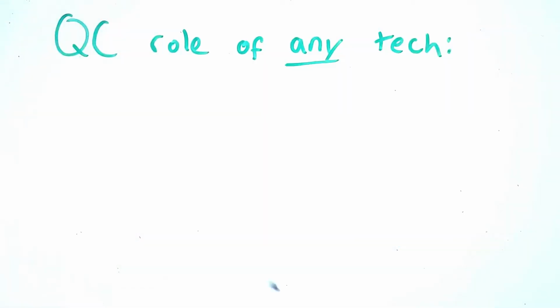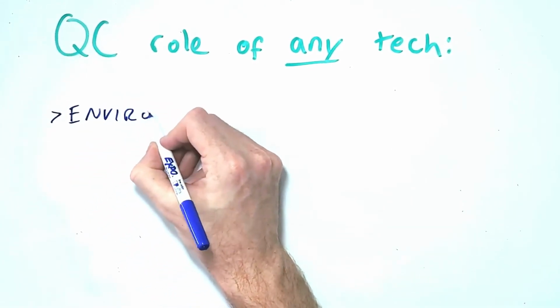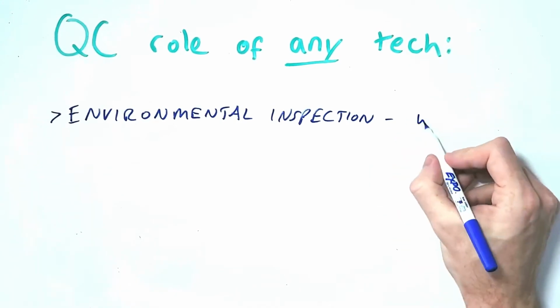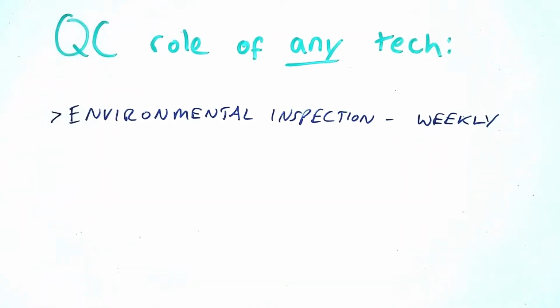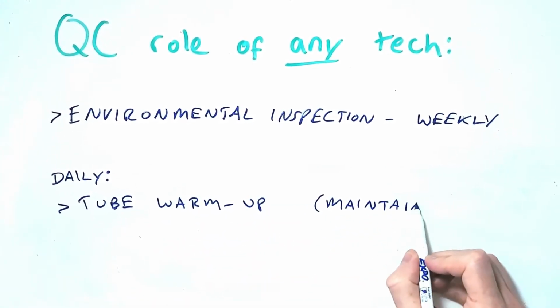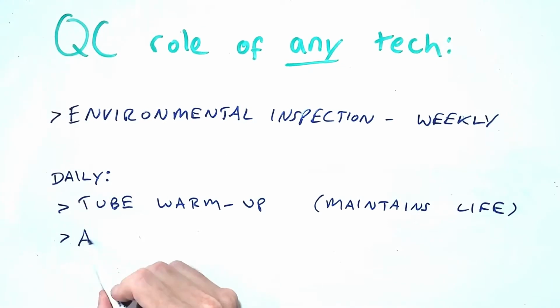The QC role of any technologist operating a CT scanner should include a brief environmental inspection at least once a week to ensure everything is clean, nothing's damaged, and everything in the CT suite is in order. Daily roles for the technologist include a tube warm-up to maintain the life of the tube, and daily air calibrations.